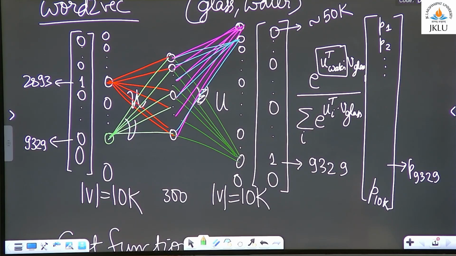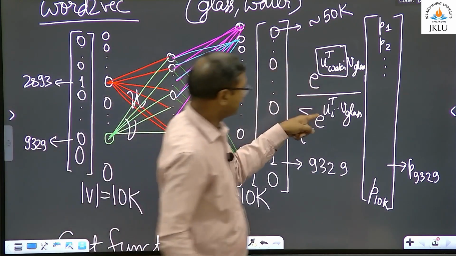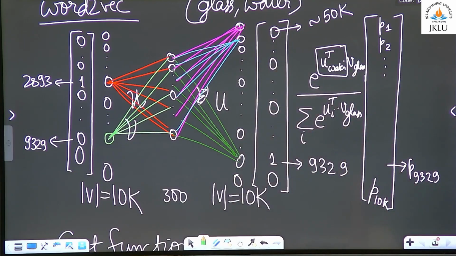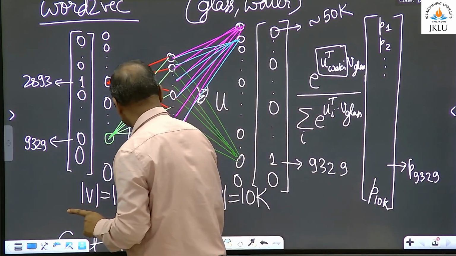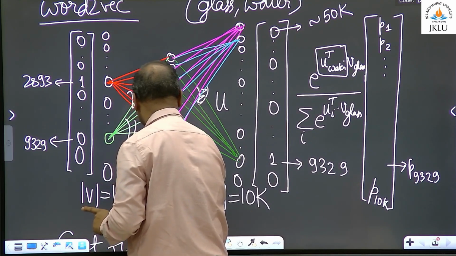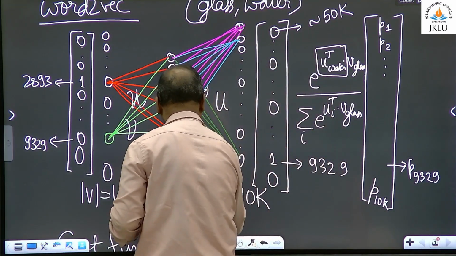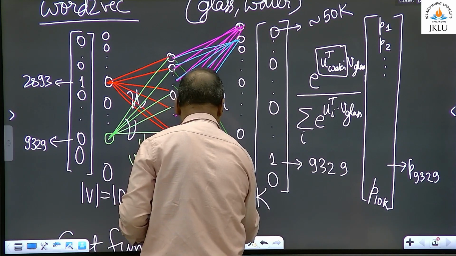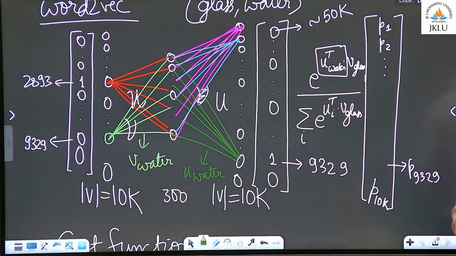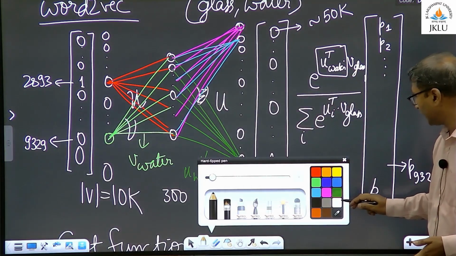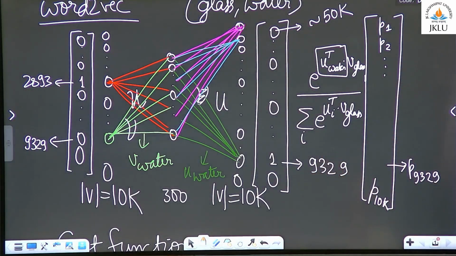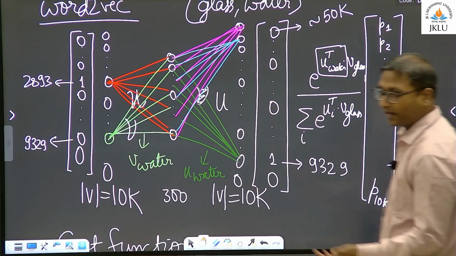So what will be light green? Give me the notation for that in terms of these things. Light green will be V water. Okay, so this is V water. What is dark green? Dark green is U water. Will they be the same? No. So what do I do? Which is my embedding for water, U or V? Basically U plus V divided by 2.